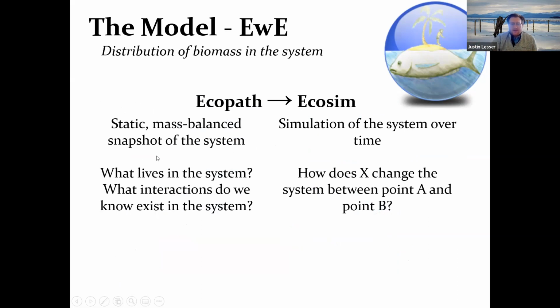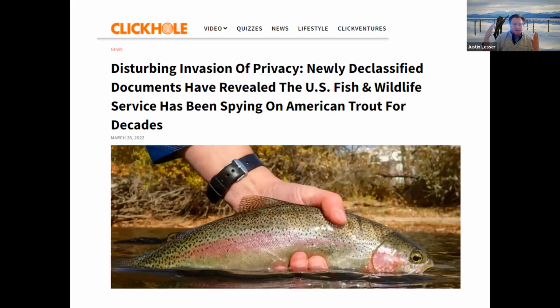The Ecopath part is a static mass balance snapshot of the system. So what lives there, and what interactions do we know exist at this one point in time? And then Ecosim is the simulation part. So how does that change with some factor between some point A that we define and some point B? I could bore everyone with the equations and describe all the parameters, but the idea is that we need data. We have some long-term studies that give us data, and we need to incorporate that to understand what's going on in the food web.